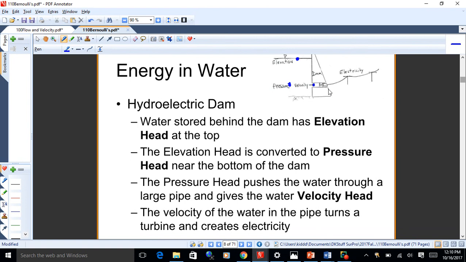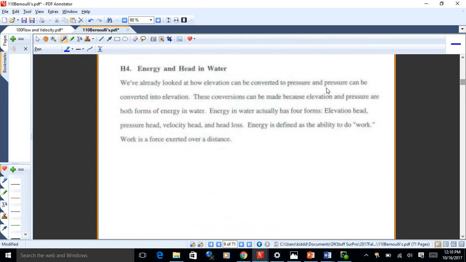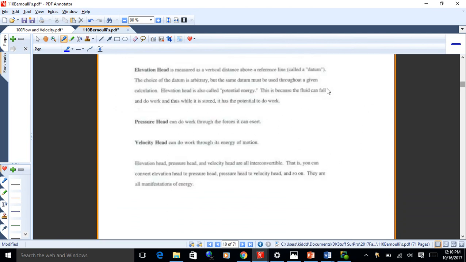The velocity head in the water turns a turbine. That creates electricity, and that's transmitted by wires to our lights and turns on the lights. That's how it works, okay? They're all forms of energy. You just transfer from elevation to pressure to velocity to electricity. That's how that system works, okay? And you can use this idea to analyze water as it moves in a pipe, or in a system like what you got for a city.